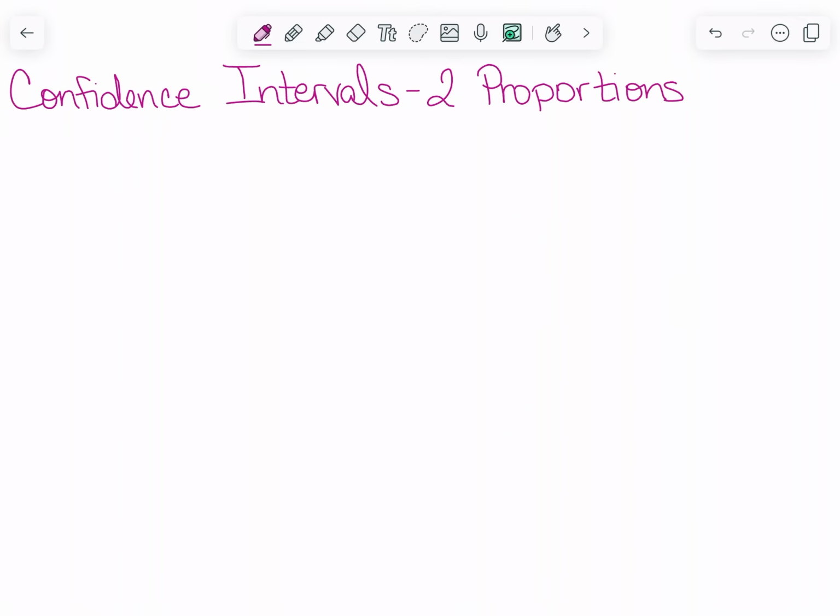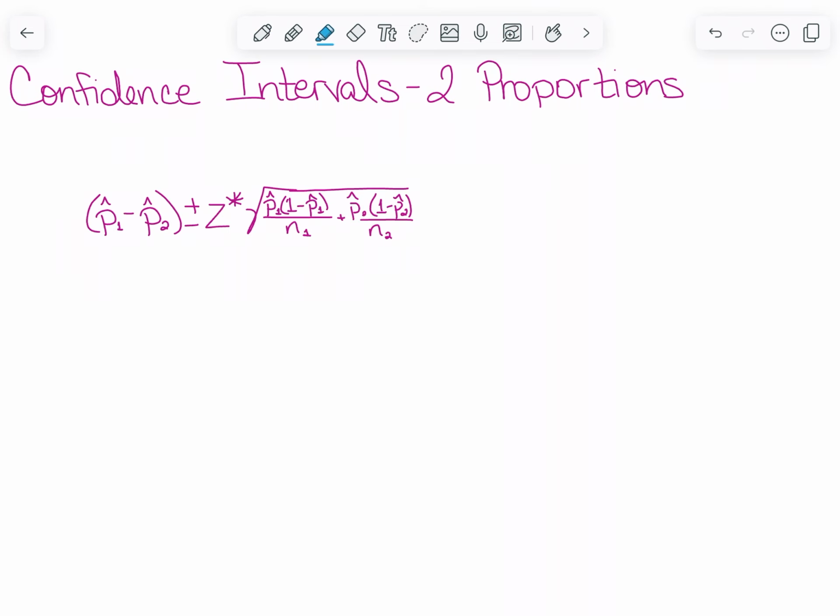How to create a confidence interval when we want to compare two different proportions. For this one, p1 hat will be my first proportion, p2 hat is my second proportion, n1 is my first sample size, and n2 is my second sample size.